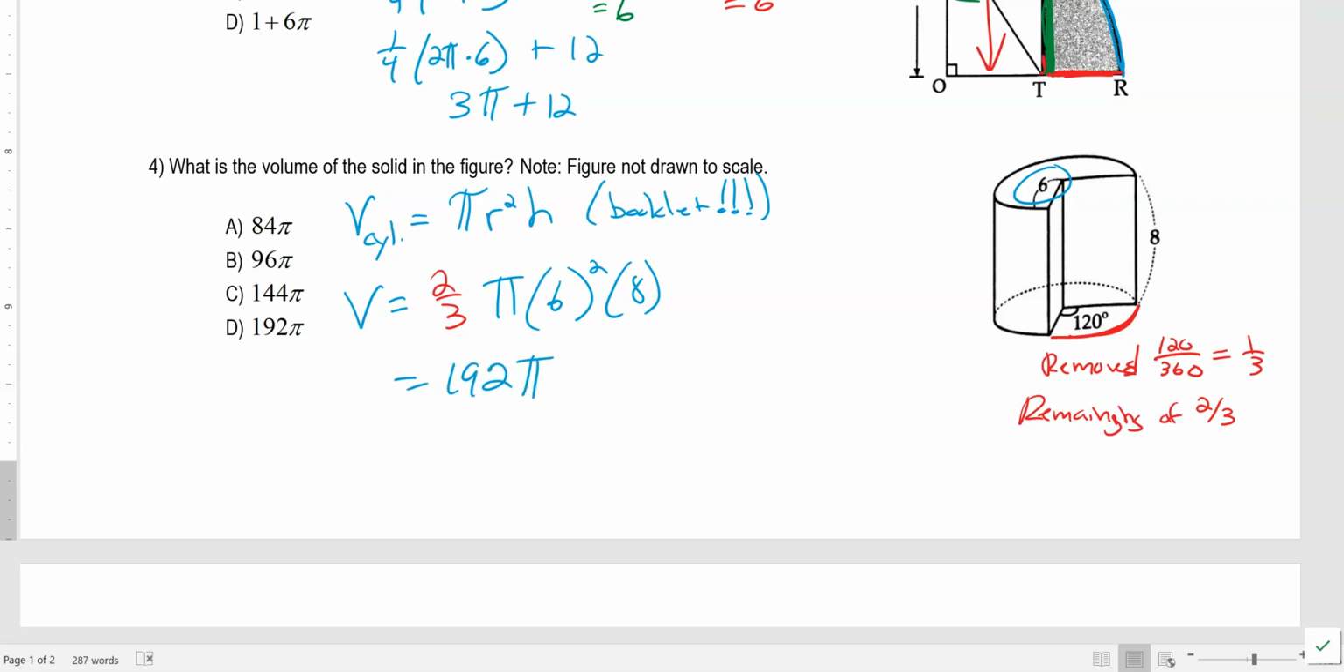Now you can't put the pi in your calculator, because if you put the pi in your calculator, it's going to give you a decimal. But you could multiply everything else out, maybe without that calculator, and then you'll be good to go. Okay, so that's how I can calculate that shape. Again, it's because we've kind of taken a chunk out. You've taken out 1/3 of the cylinder, so we have 2/3 left.